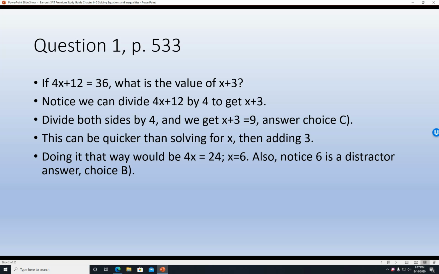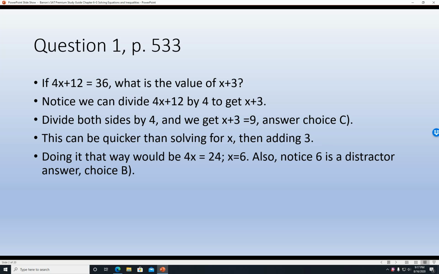Question 1, page 533. If 4x plus 12 is 36, what's the value of x plus 3? Notice that we can divide 4x plus 12 by 4 to get x plus 3. So we don't have to just solve for x and do all this other work. We just divide both sides by 4. We get x plus 3 equals 9. Boom, that's answer choice C.